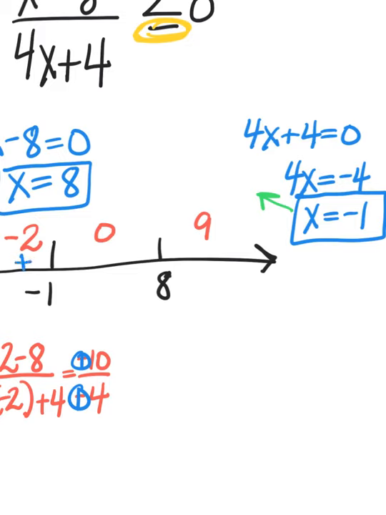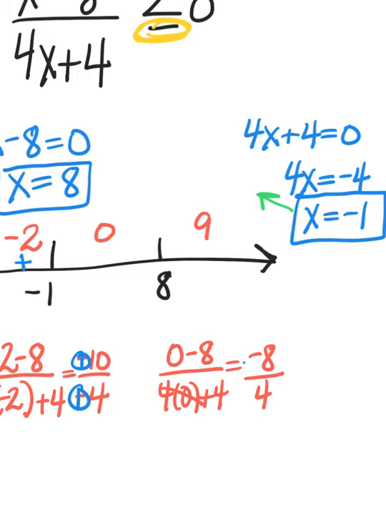All right, let's look at our second interval when we plug in 0. So 0 minus 8 over 4 times 0 plus 4. That's negative 8 over 4. I have one negative, so it's going to give me negative outputs.